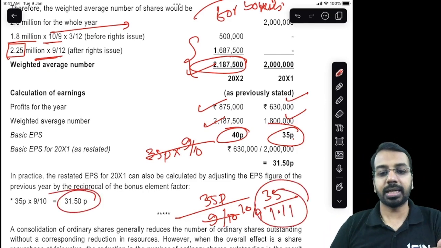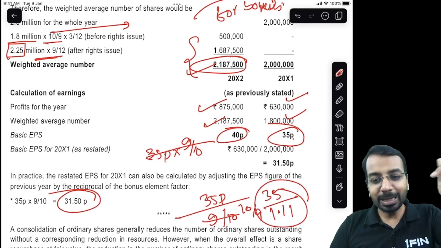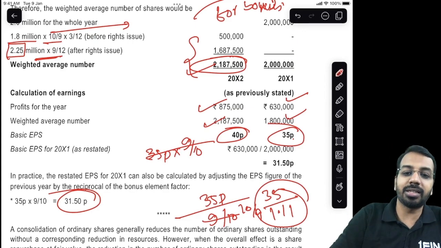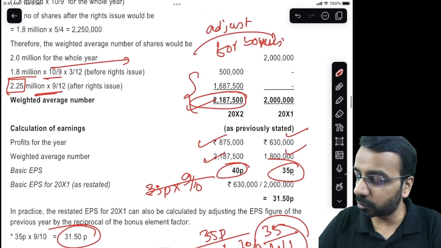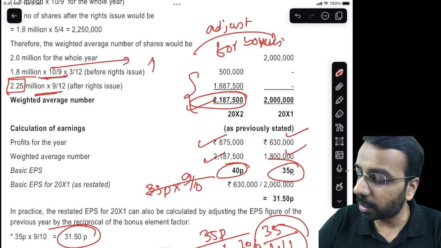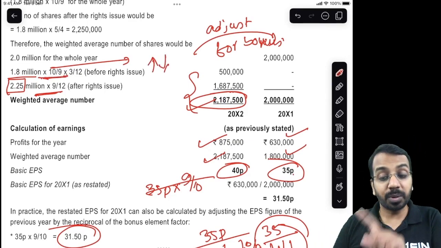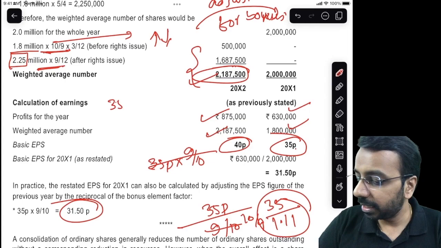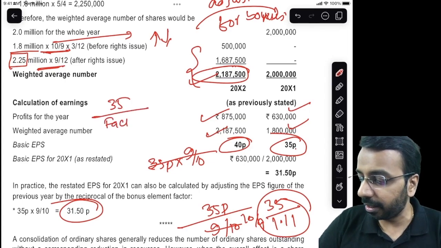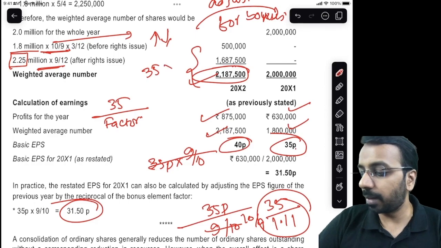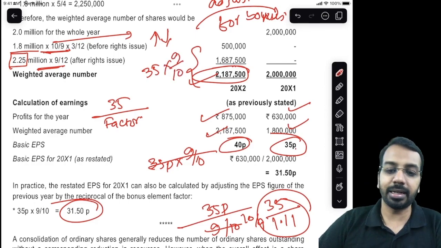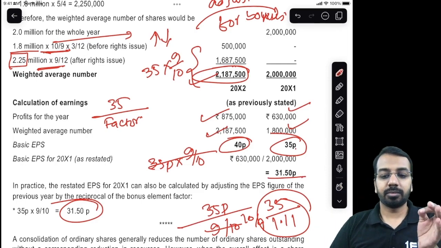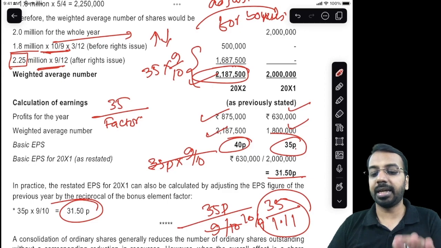Basically, what you need to understand is whenever there is a bonus issue, the EPS will go down. If there is a bonus element in a rights issue, the EPS will go down. That is why here also 10 out of 9 means the number of shares goes up, my EPS will go down. So for the previous period, you have to adjust with the reciprocal: either EPS divided by the factor that we calculated, or EPS multiplied by 9 out of 10, that is the reciprocal of what we have adjusted, and that is how you will get your basic earnings per share in case of rights issue.